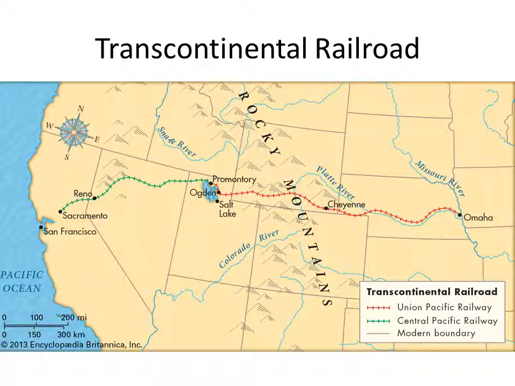The Transcontinental Railroad was finished 4 years after the Civil War ended. In 1869, tracks coming from the west and tracks coming from the east met in Promontory, Utah, and this made the link from the mid-United States to the Pacific coast complete.